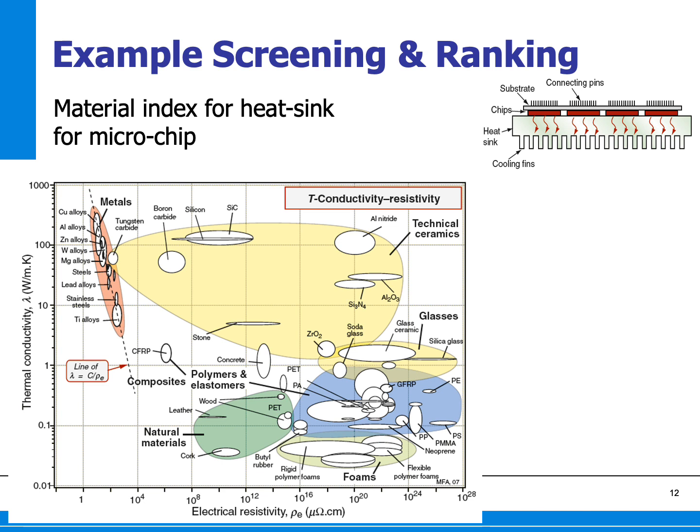Let's return to our example of the heatsink for a microchip. In this slide I would like to illustrate to you how the screening and ranking can be done with the help of these Ashby graphs. What you see here in the Ashby graph is on the y-axis the thermal conductivity and on the x-axis the electrical resistivity.